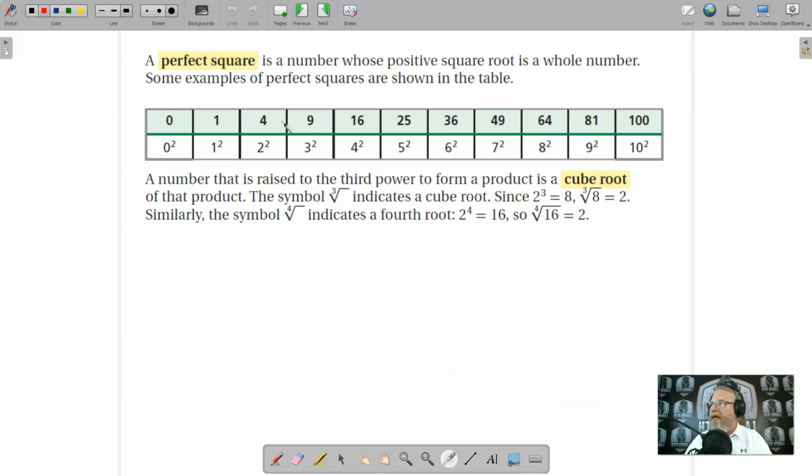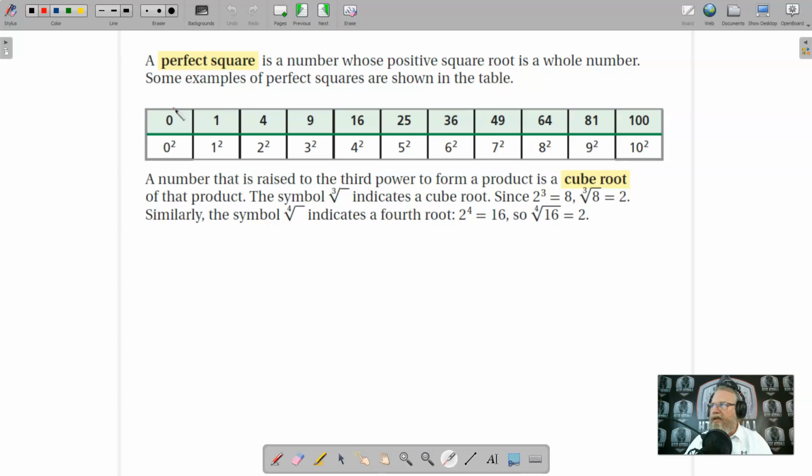Let's look at our next slide. Now we're going to talk about perfect squares. A perfect square is a number whose positive square root is a whole number. Some examples of perfect squares are shown in the table. So we take the square root of a number, and we find that the square root of that number is a whole number. Then that value that we were taking the square root of is considered to be a perfect square.